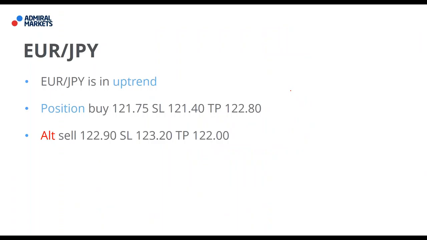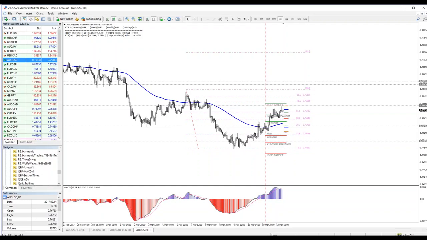Euro yen looking to buy around 121.75. Stop loss 121.40. TP 122.80. Sell around 122.90. Stop loss 133.20. TP 122.00. So positional buy around 121.75 euro yen.